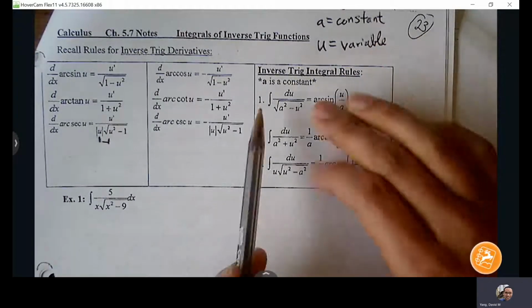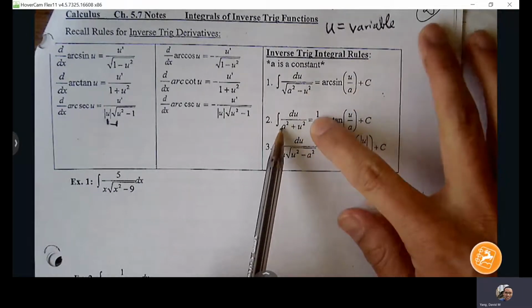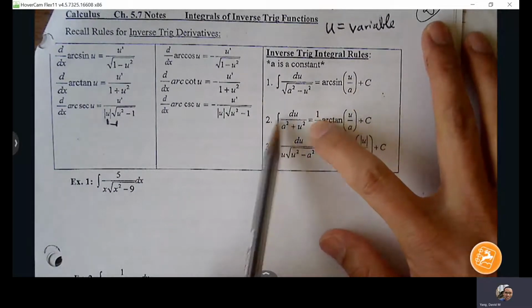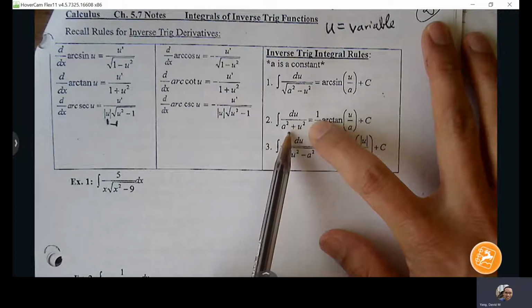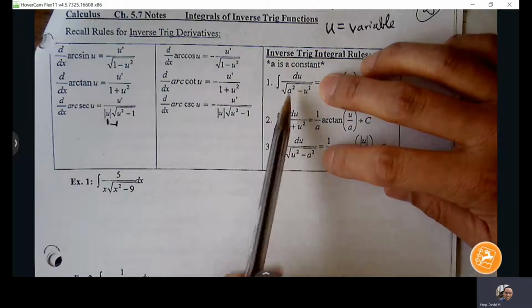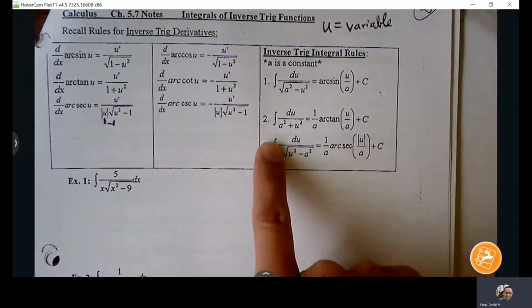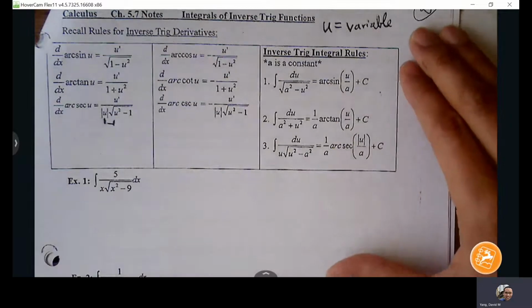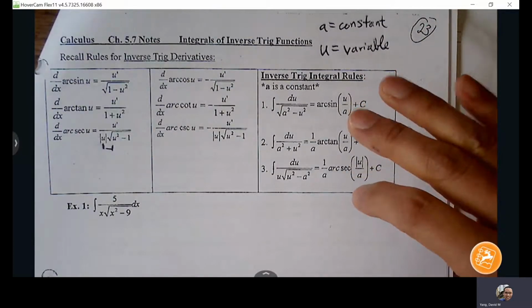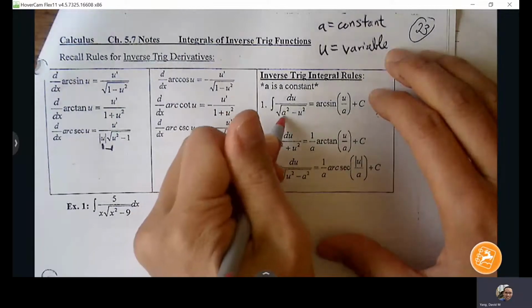Now, looking at these rules here, again, the arctangent is the easiest one to identify. There's no square root. Arcsine and arcsecant sometimes look so similar that it's hard to distinguish. And sometimes the u is not quite there yet in the beginning of the problem, so it's hard to tell which one is the arcsine, which one's the arcsecant. So I think the foolproof way to tell the difference between them is you look at what comes first and what's positive.